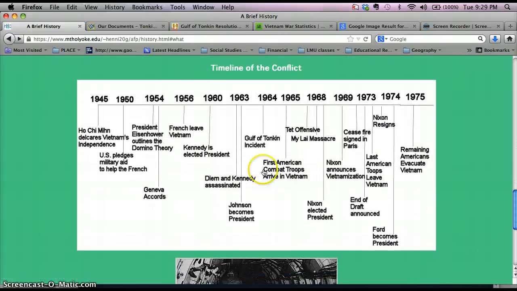This is 1964, and this begins the Vietnam War. The Vietnam War lasts until 1975. Although there is never a formal declaration of war, it is called a war. And as a result, let me show you some statistics.